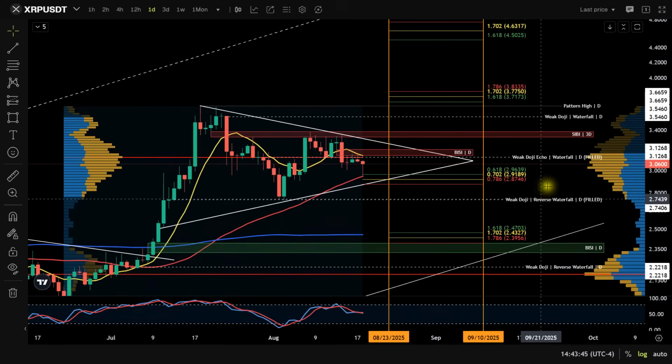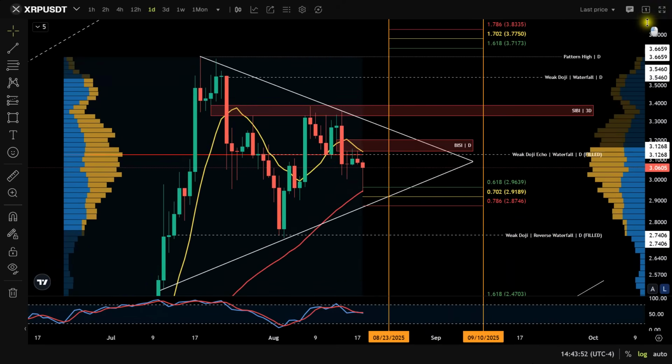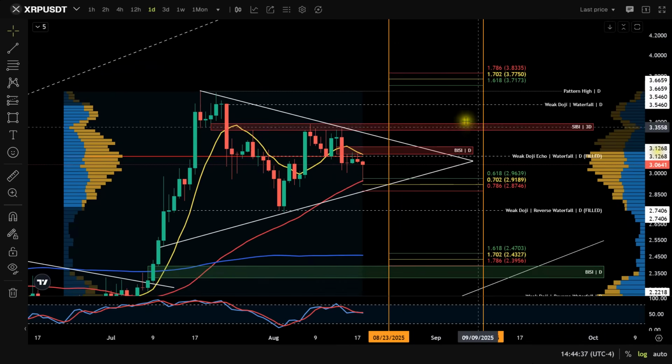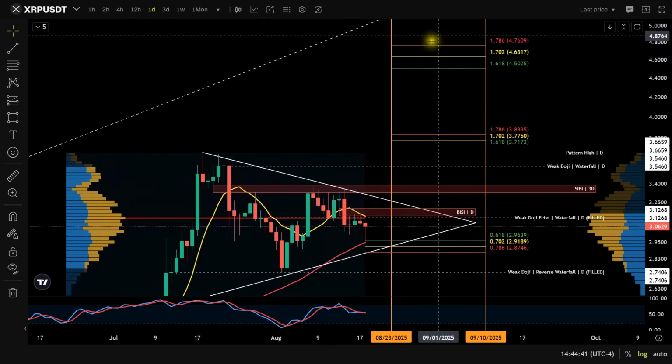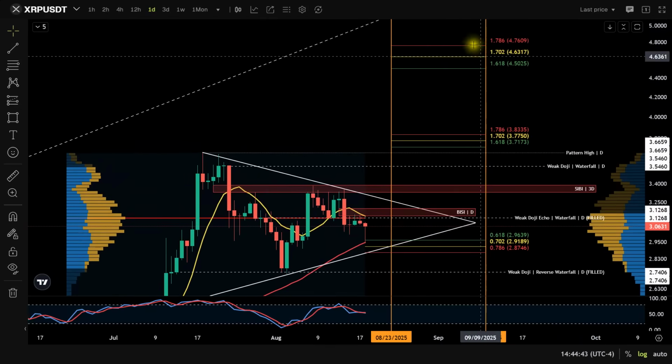Now both of these weak dojis here have already been filled, and we also have a potential target right here in the form of a weak doji waterfall, which is resting at about $3.54, just below the pattern high right here, which is also the all-time high. So I will be watching these Fibonacci levels right here first and foremost, and if it does punch through this, my next target would be the second level area of Fibonacci's right up here on the charts.